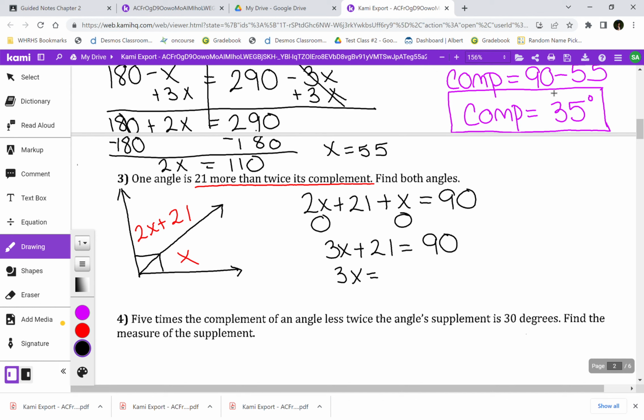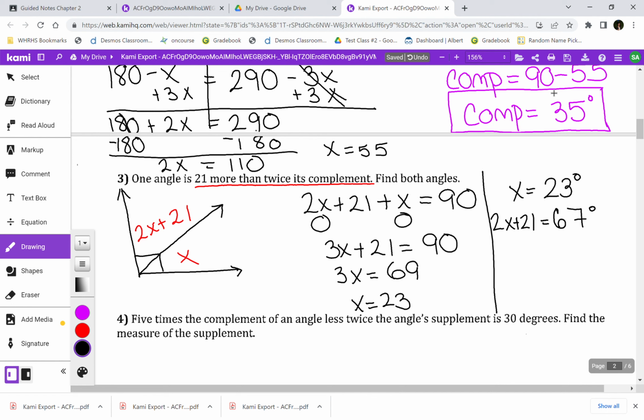3x will equal 69. X will equal 23, not 33. Right, I said find both angles. So x will be 23 degrees. 2x plus 21 will equal, are we at 67 degrees? Does that make sense? Yes, it does.